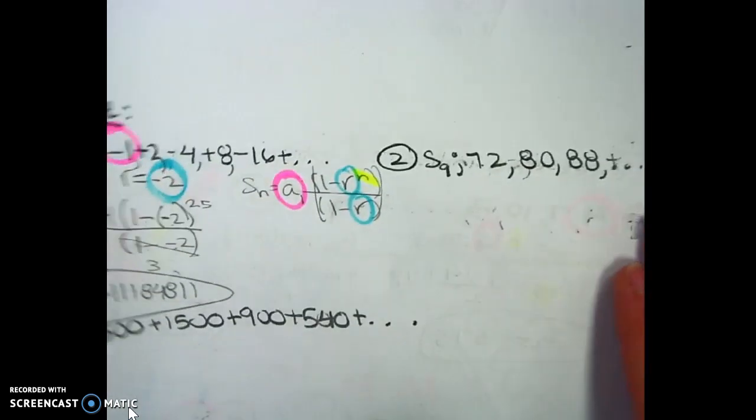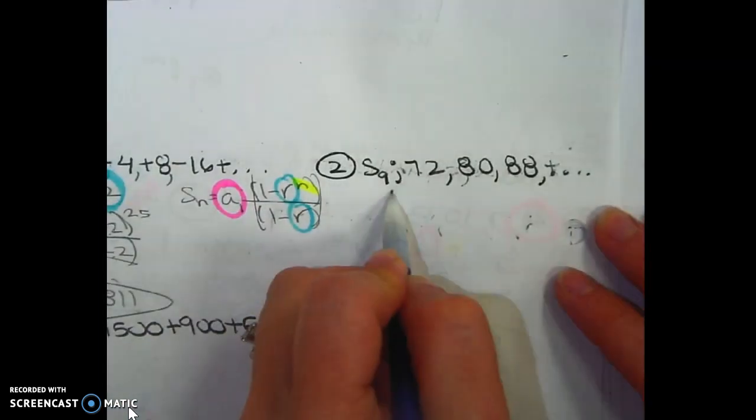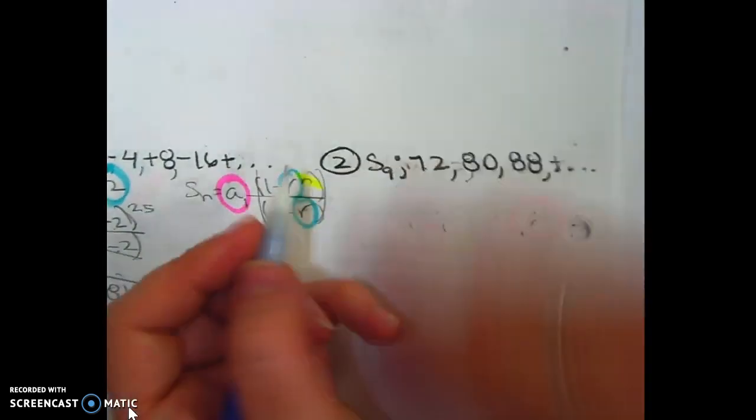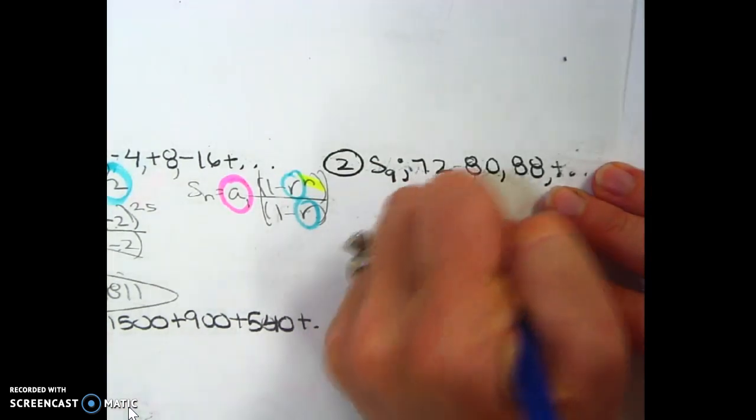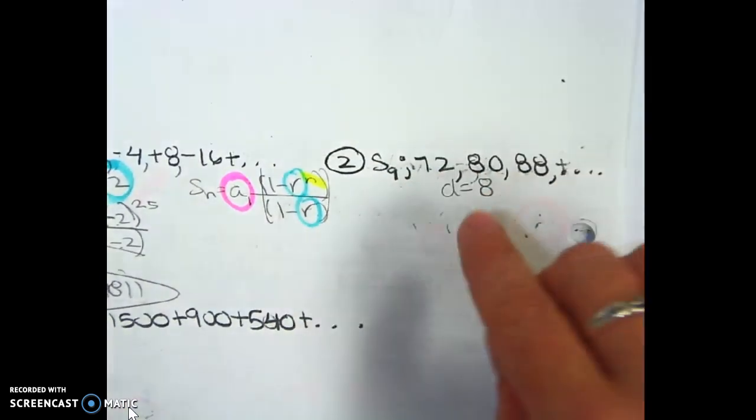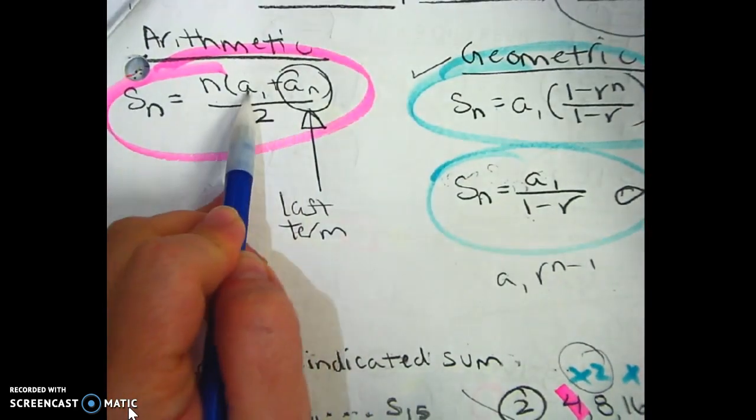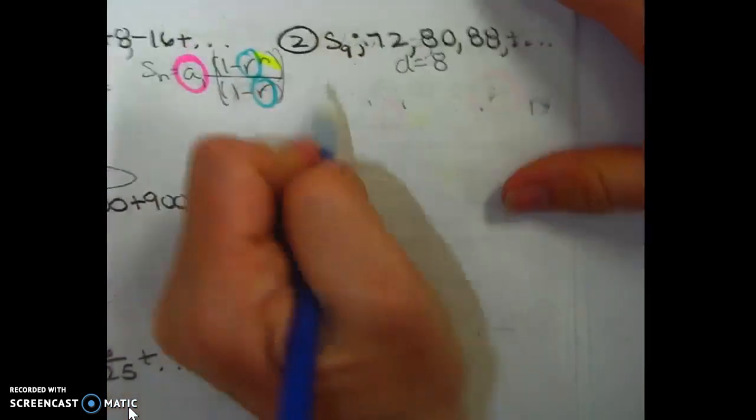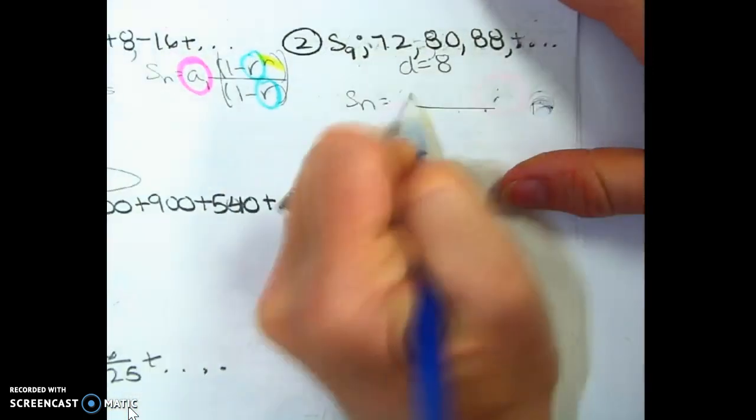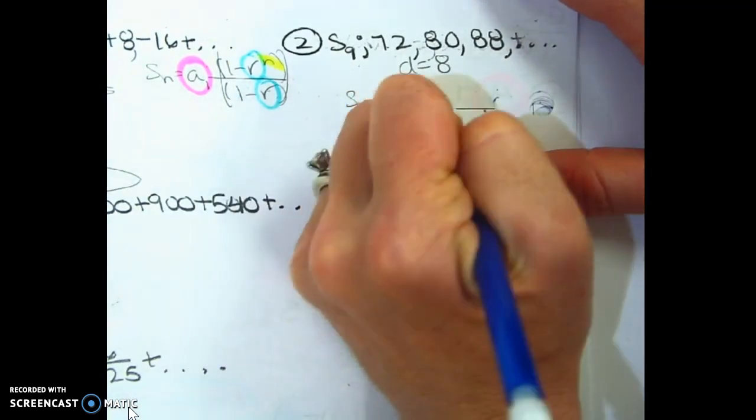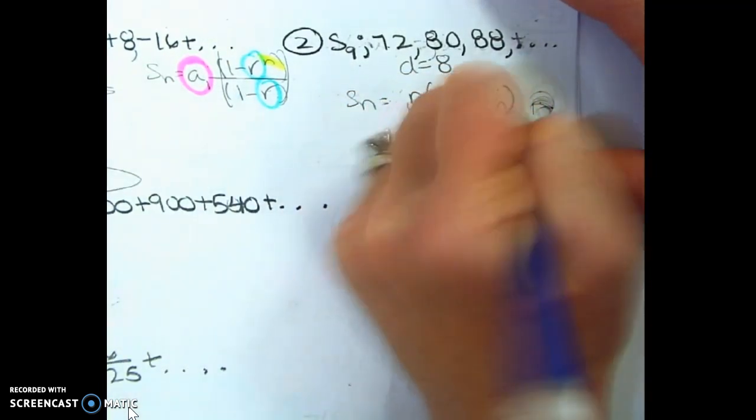The next one, I want the sum of the first 9 numbers. I need to decide, is it arithmetic or geometric? I see that it's adding 8, so it's a difference. Therefore, if it's arithmetic, I'm going to go back and use the formula for the arithmetic sequence, where this represents the first term and the last term. So I'm going to write down that formula. The more times I write it down, I know it starts with n over 2. First guy plus last guy.